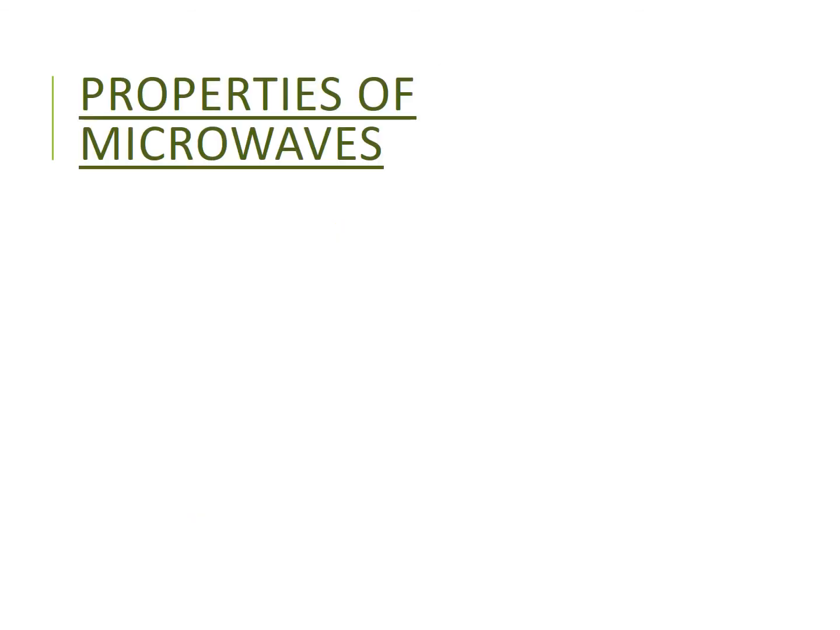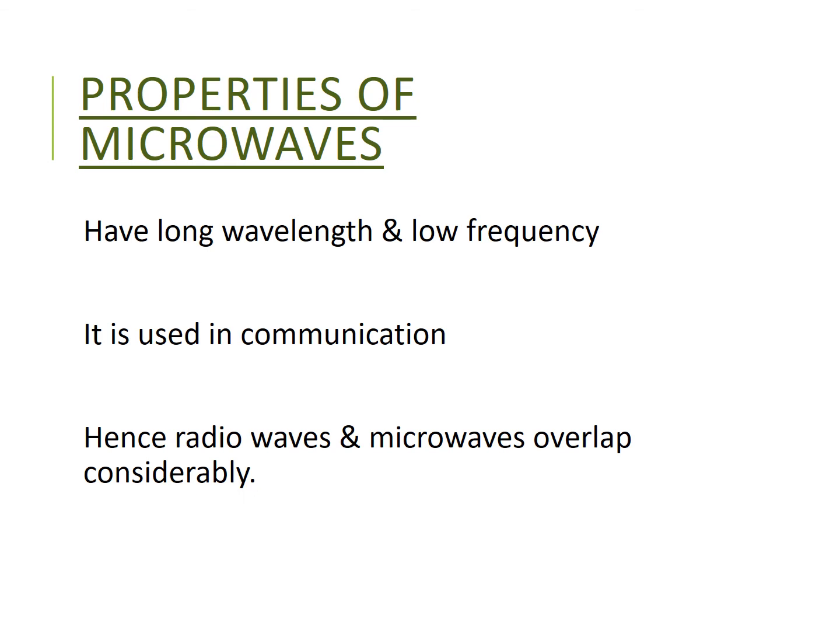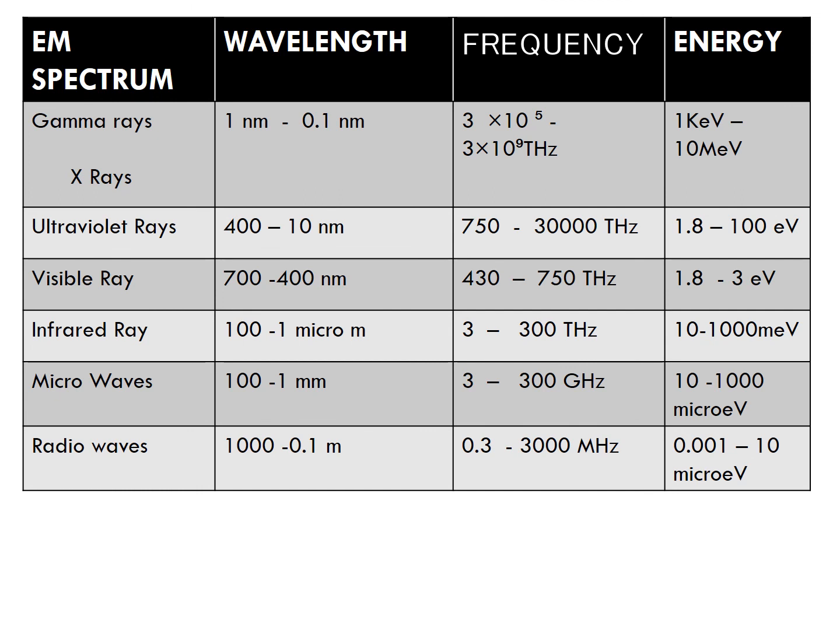Now we'll move on to see the properties of microwaves. Microwaves again have long wavelength and lower frequency. They are used in communication and in our household item, the microwave oven. Here I have a table showing the whole electromagnetic spectrum on one side, with their wavelengths, frequencies, and energies written. So you can go through this table.